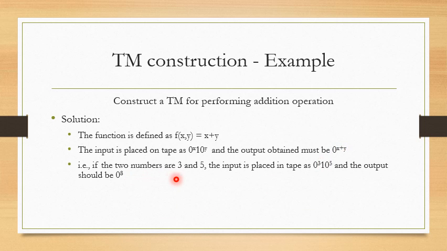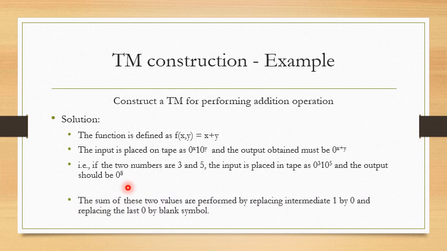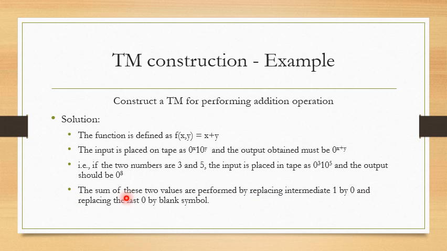The example chosen is 3 and 5. So 0 power 3, 1, 0 power 5, and the output should be 0 power 8. That is, we should have 8 consecutive zeros. Again, the logic is that the sum of these two values is performed by replacing the intermediate 1 by a 0 and replacing the last 0 by a blank symbol. Because when we replace this 1 by 0, we get an additional 0, and that additional 0 must be removed at one end.